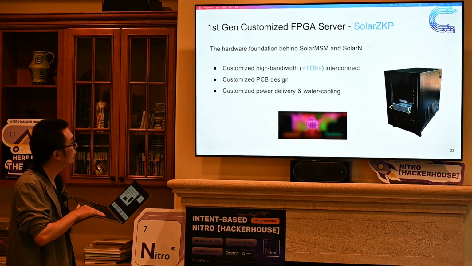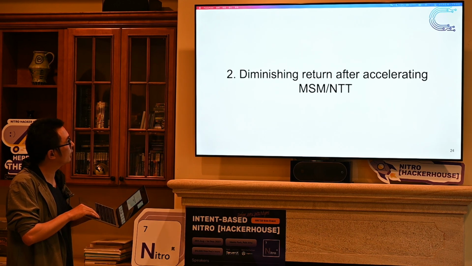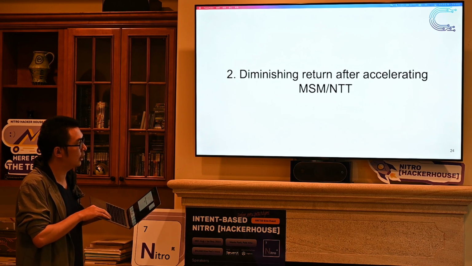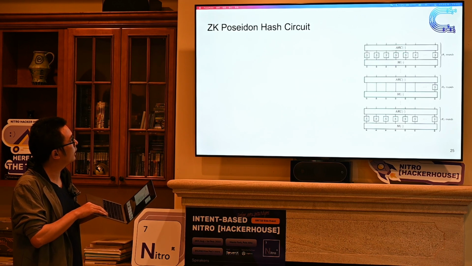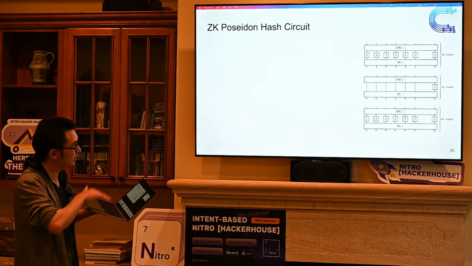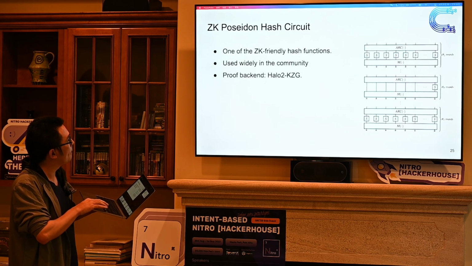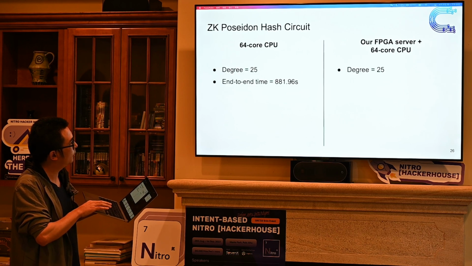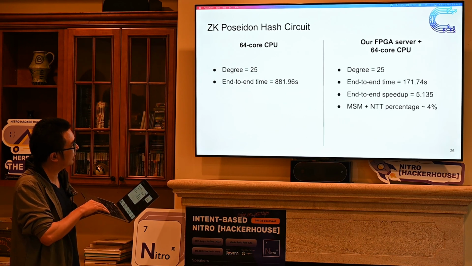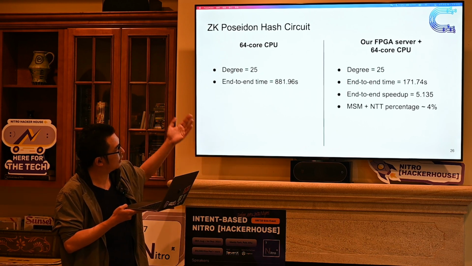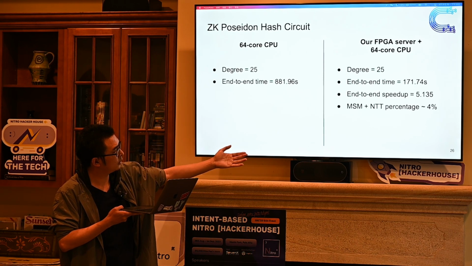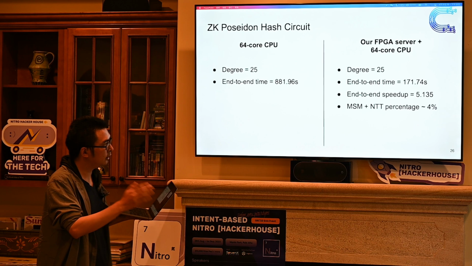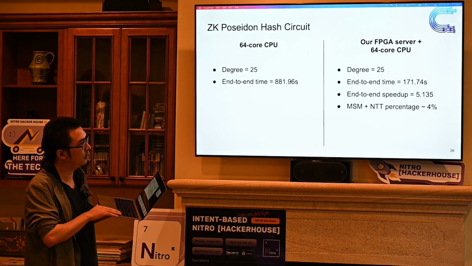And that's our project. But this is not the end of the story, because we found something bad after we accelerated the MSM and NTT parts. For example, if you accelerate a Poseidon hash circuit and look at the performance before and after acceleration, before it takes 800 seconds, and after acceleration you have a 5 times speedup. But after acceleration, MSM and NTT added together contribute only 4% of execution time.